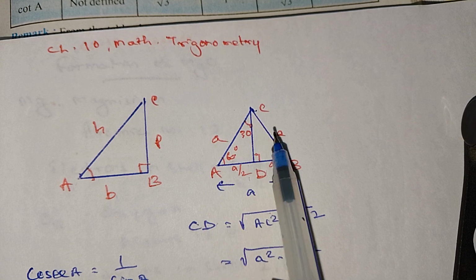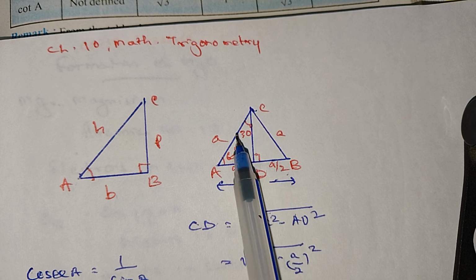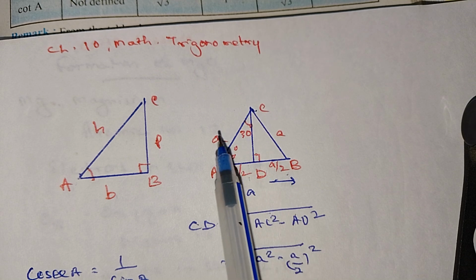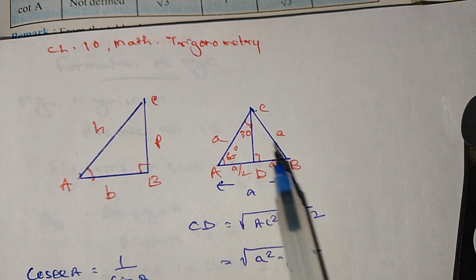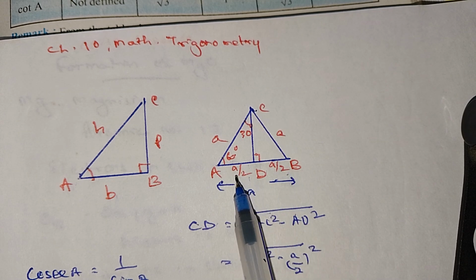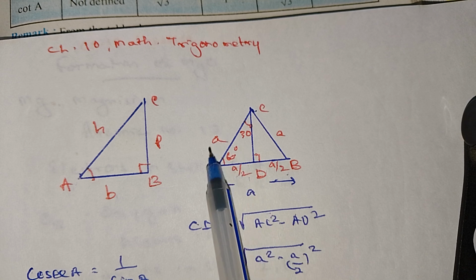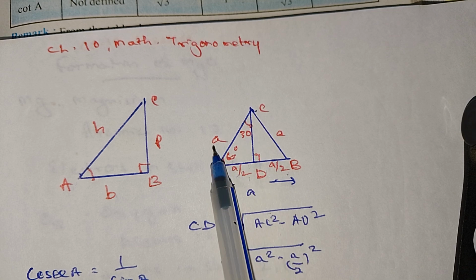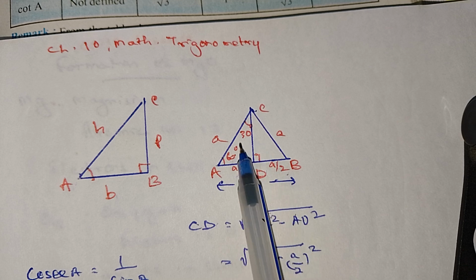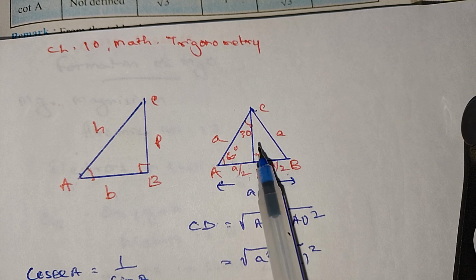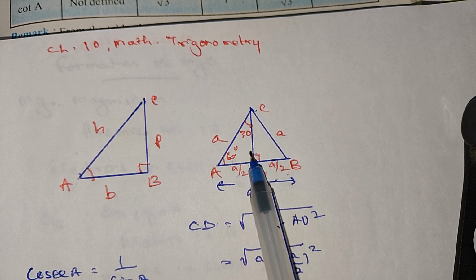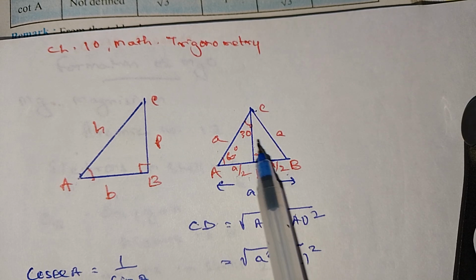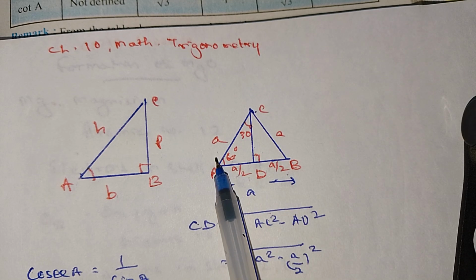And in the same way sin 30 is equal to AD by AC. A by 2 by A is equal to half. Sin 30 is equal to A by 2 by A is equal to half. Cos 30 is equal to root 3 by 2 A by A is equal to root 3 by 2.